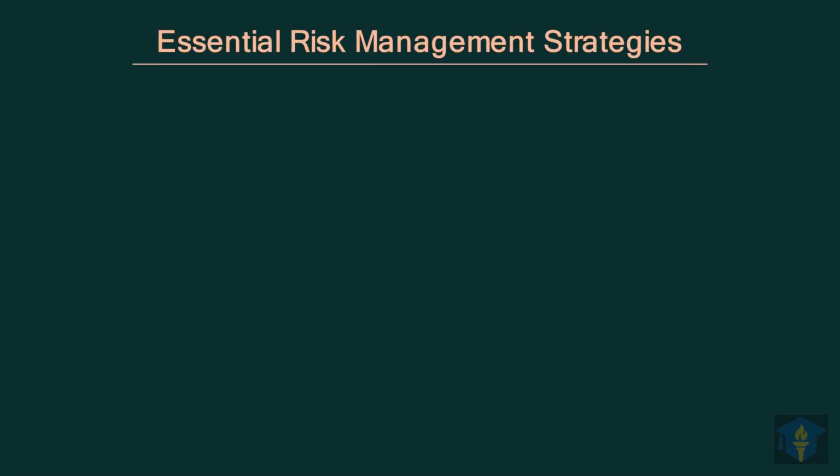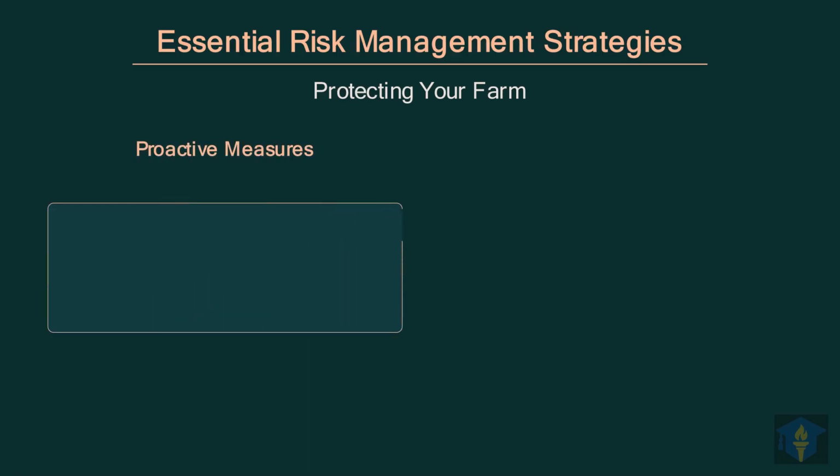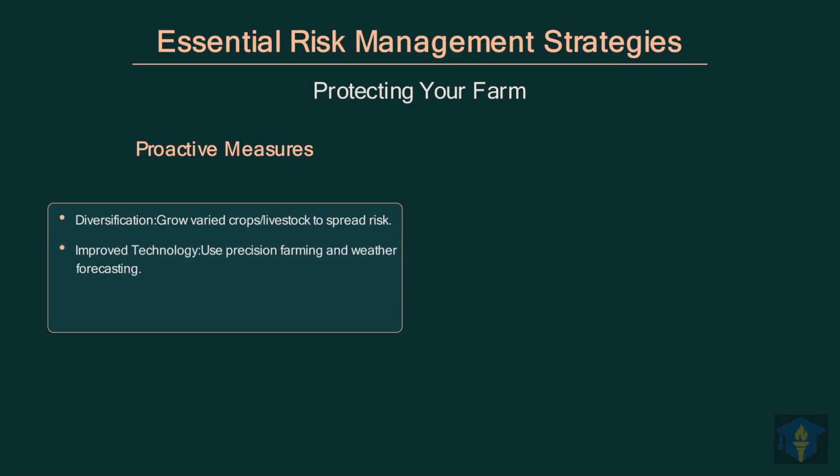Now, let's explore essential risk management strategies for your farm. These approaches focus on protecting your farm from various threats. First, we have proactive measures you can implement immediately. Diversification means growing varied crops and livestock to spread risk. Improved technology includes using precision farming and weather forecasting tools. Contract farming helps secure guaranteed prices and stable markets.